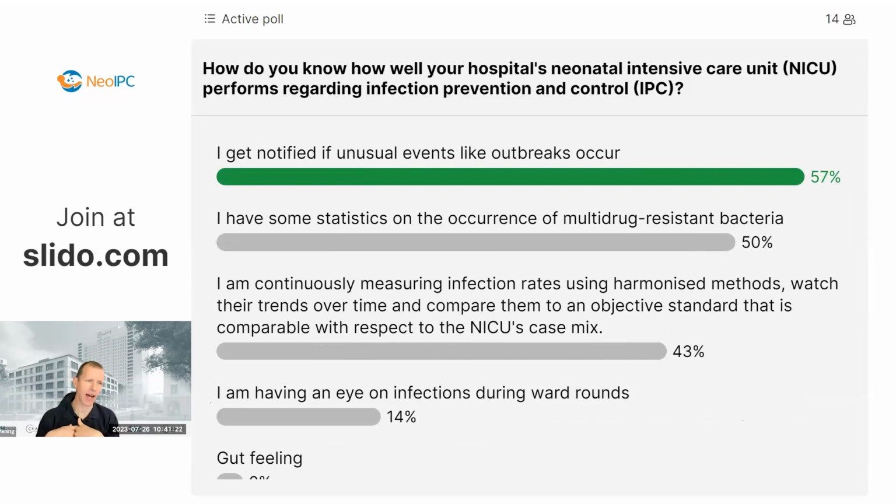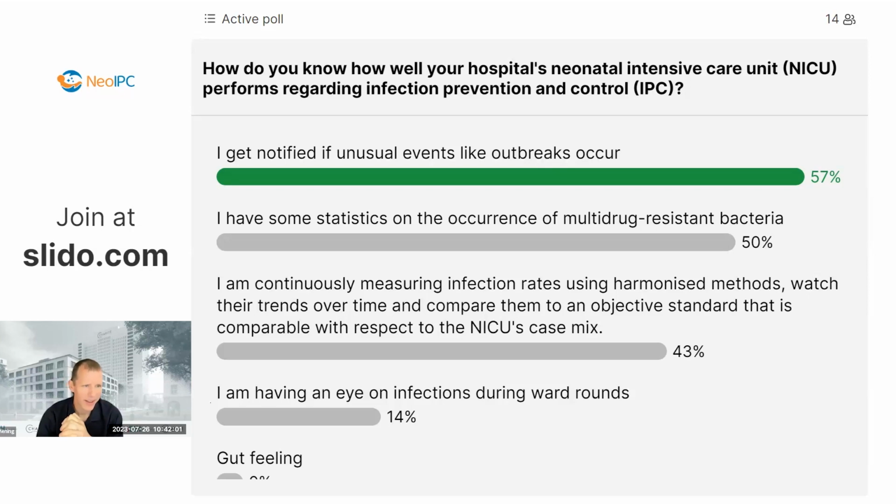Clinicians typically have an eye on infection during ward rounds. This is very common and also a good practice, I would consider. I get notified if unusual events like outbreaks occur. This is, for instance, true for me too. So if somebody realizes something is unusual on our wards, they tend to notify me. We also have statistics on the occurrence of multi-drug resistant bacteria, as most people do.